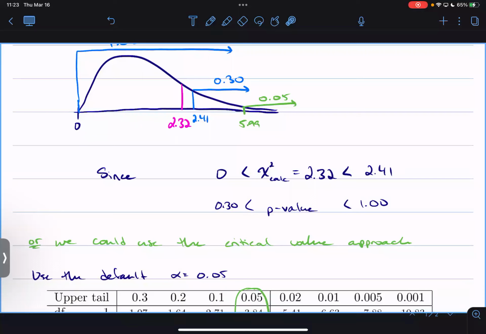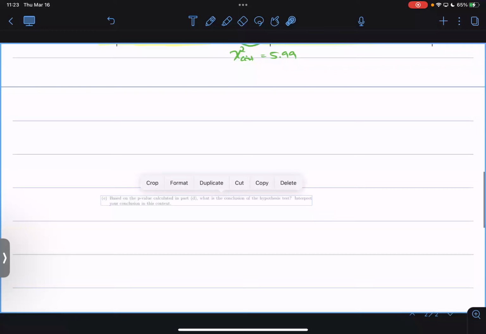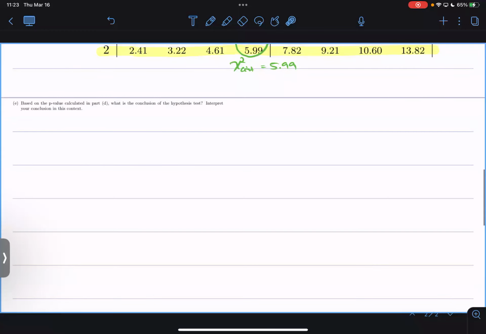And especially in papers, if you're reading academic articles, they'll use the p-value approach. But it's the same conclusion, right? My calculated test statistic, so my calculated chi-squared, is not less than the critical value. Therefore, the area in the tail is not less than 0.05. So my p-value is not less than 0.05, which means I do not have enough evidence to reject H naught. So it doesn't matter which approach I use, I'll land in the same place.